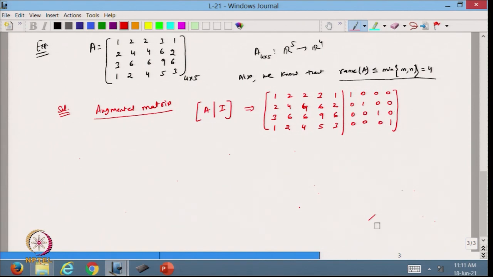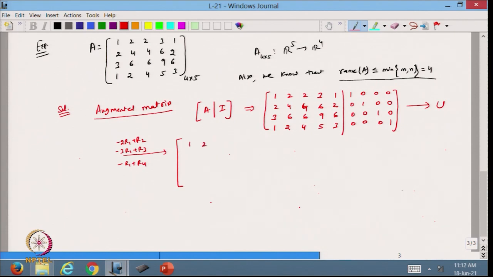Okay, so that we can choose from here. Now, I will transform this to the row echelon form U. So, I will apply the formula. So, now from here I will write -2 R1 + R2, -3 R1 + R3 and -R1 + R4.